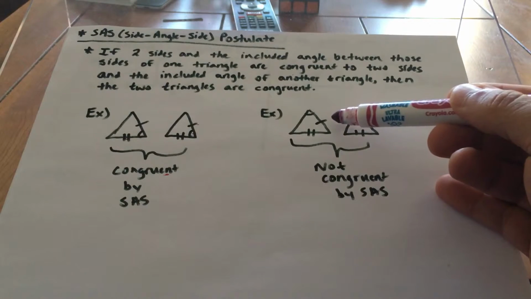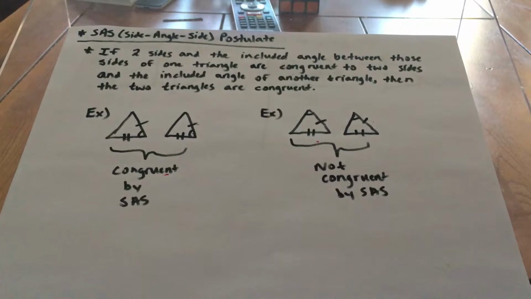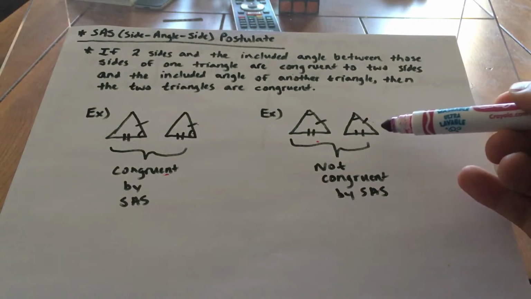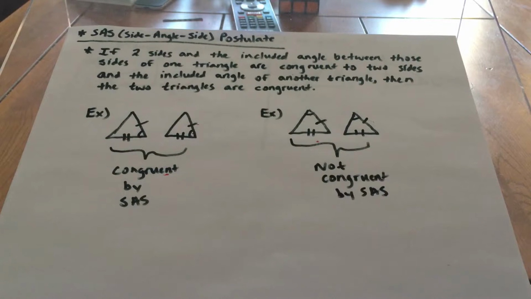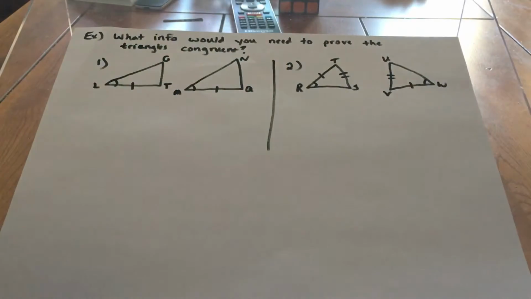Contrast that with this picture, and we have two sides and an angle congruent, but the angle isn't between those two sides, and because of that, it's not congruent by SAS. So the SAS only works if the included angle between those two sides are congruent. All right, so let's look at a couple of examples.